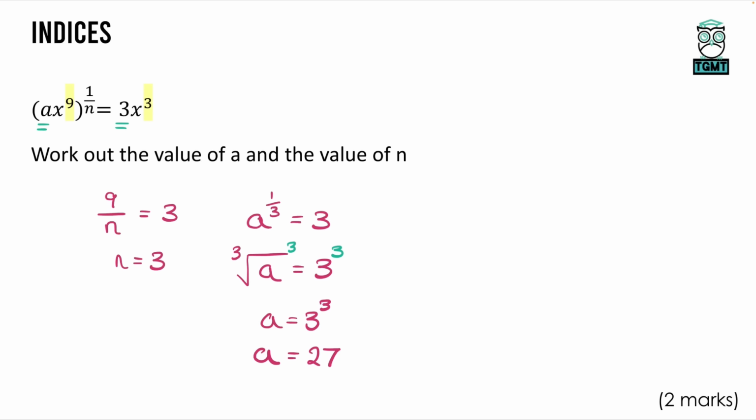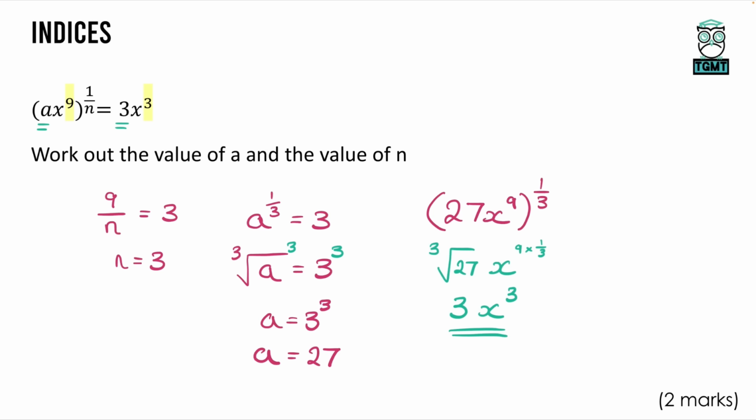Now, if you're not 100% sure, of course, you've got to know these power rules very well, your laws of indices, but now we would have 27 x to the power of 9, all to the power of 1/3. Now, working forwards with this question, we would do the cube root of 27, which is 3. And the power of x we would times by a third. So x to the power of 9 times a third, and that would give us x to the power of 3. And that's exactly what was given to us in the question. So there we go. For this question, a was equal to 27 and n is equal to 3.